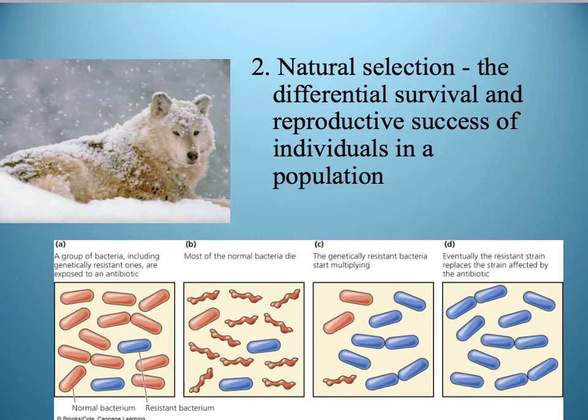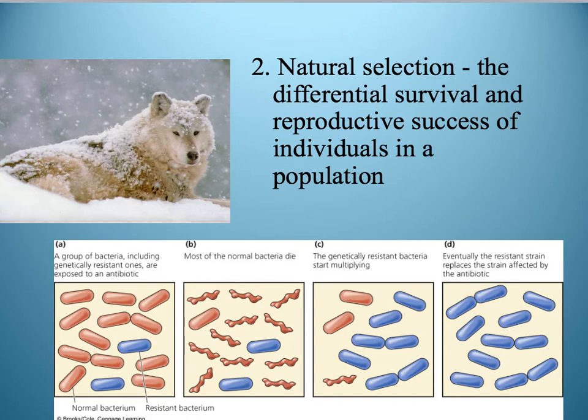A group here of bacteria, including genetic resistant ones, are exposed to an antibiotic. Most of the normal red bacteria here die off, but those resistant bacteria with this mutation here start multiplying, and eventually the population has a resistance to that particular antibiotic.